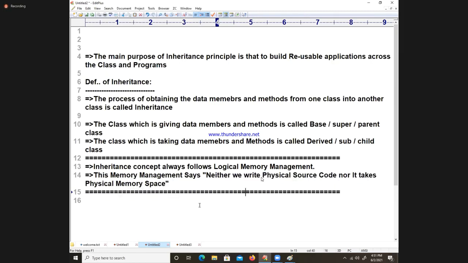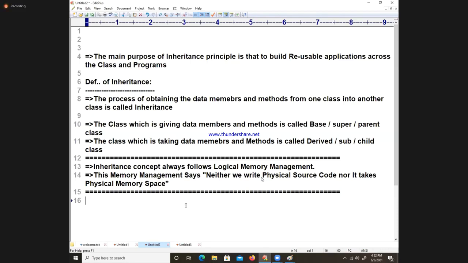Tell me for my satisfaction. Inheritance concept follows which memory management? Which memory management? The more responsive you are, the more you get from the subject. It is like an offline class, where you are talking and responding to me. Logical memory management. Right.